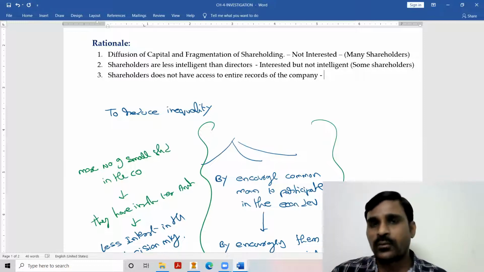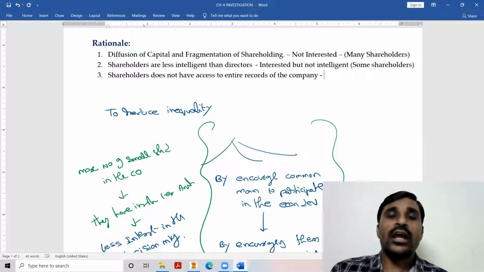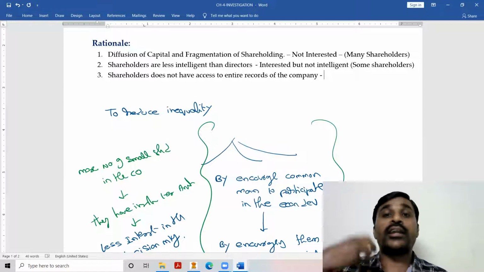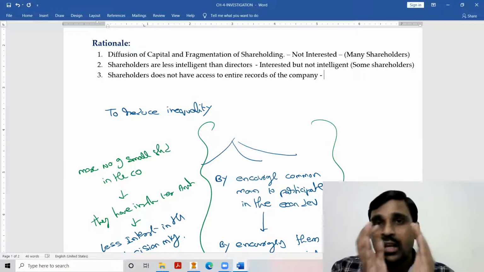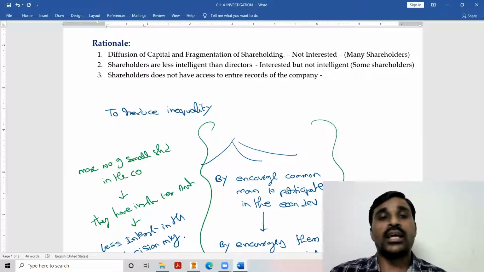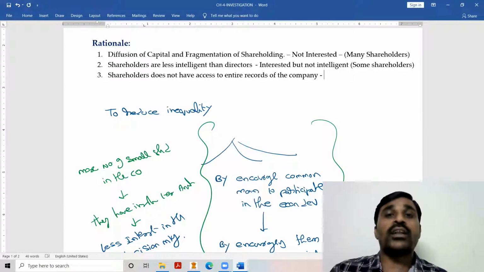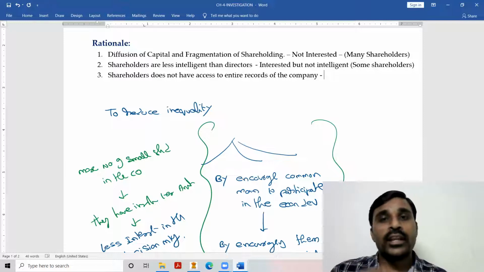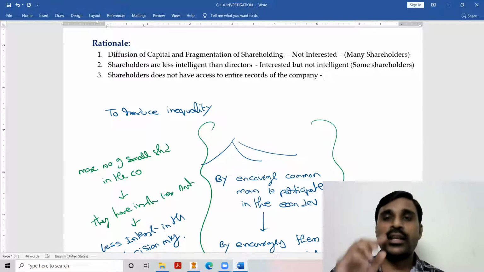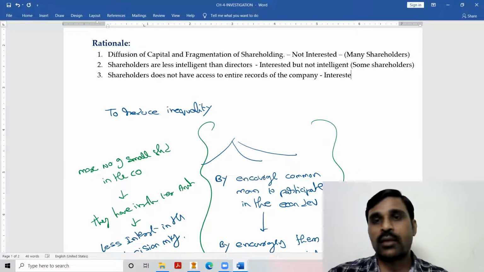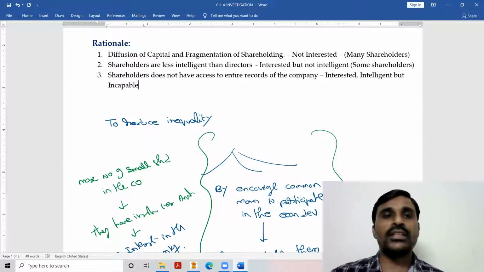That is the reason. Even if you are a shareholder, you have not been given access to the entire records of the company; you have been given only limited access. Therefore, though very few shareholders are interested and intelligent, they are incapable of proving misconduct due to lack of information. Interested, intelligent, but incapable.